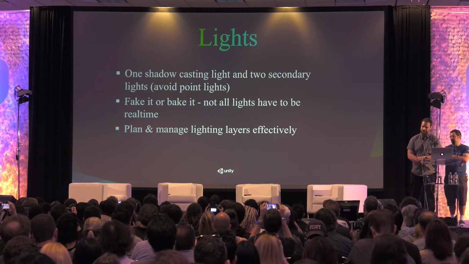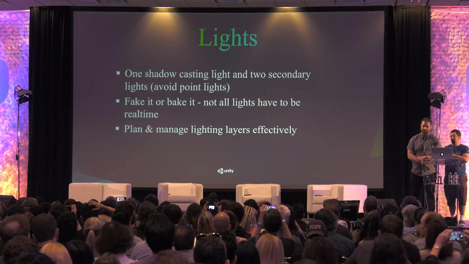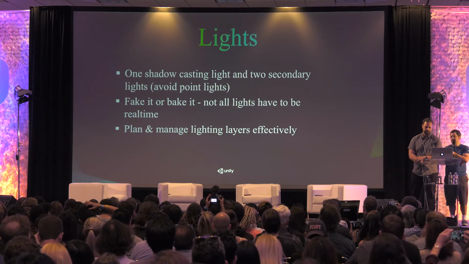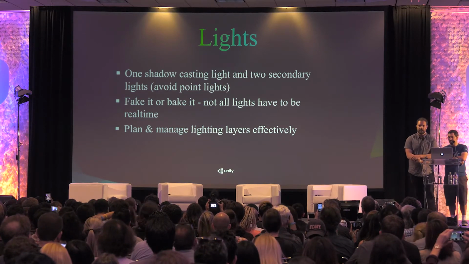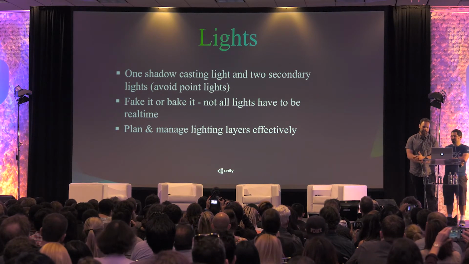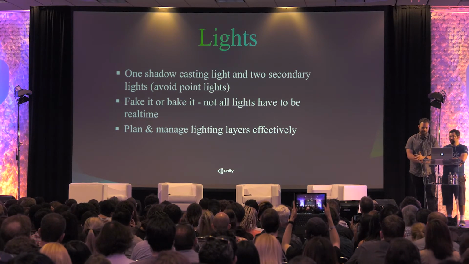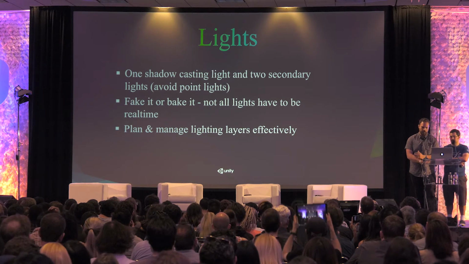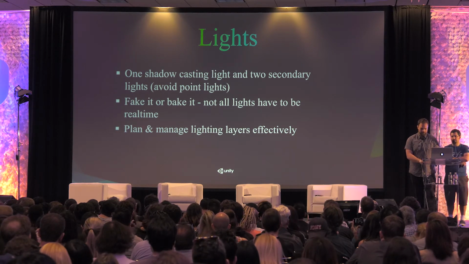Also, stick to 1 shadow casting light and 2 secondary lights. You can have more, but make sure that you are only seeing 3 at any given time. And fake it or bake it. In so many cases, you don't actually need real-time lights. You can bake things and things will get way, way, way more optimized. You'll be seeing everything run faster.